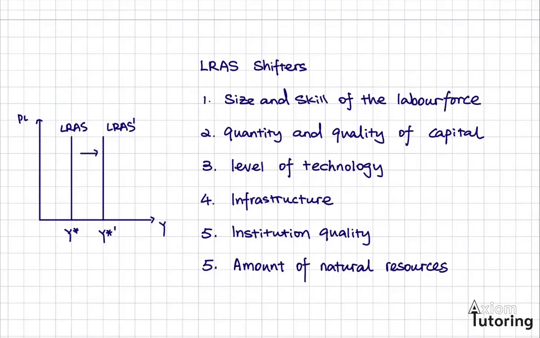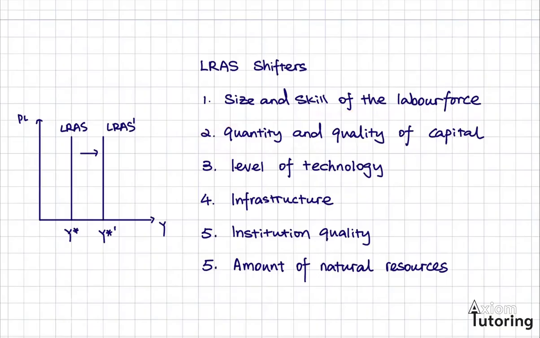However, the number of workers is only part of the story. The quality of education, training, and healthcare can also improve the skill or productivity of labor. And those could also shift LRAS to the right. But the effect can take years to appear. That is why education and healthcare are usually considered long-run policies.